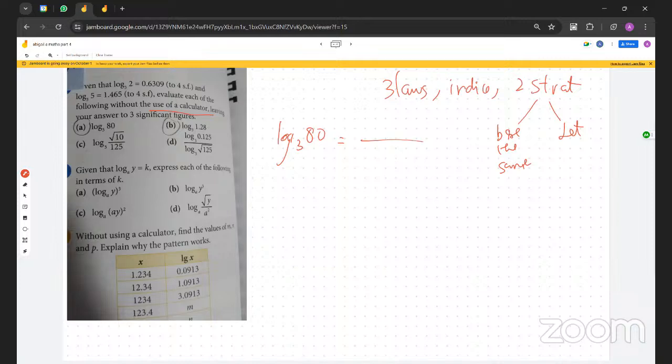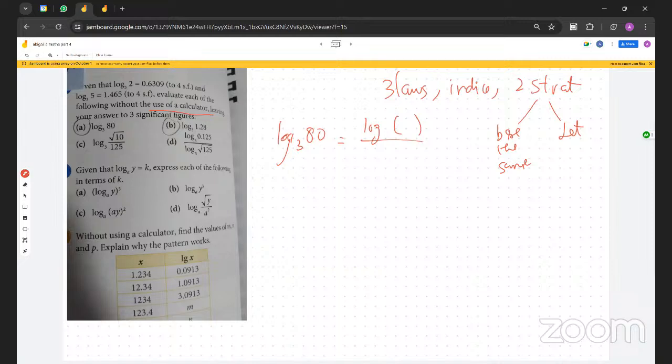Logarithm. Base. Logarithm 80. Base what? Sorry, let me just say, base 80. Okay. And then inside. Why is it base 80? No, no. What base are we talking about here?